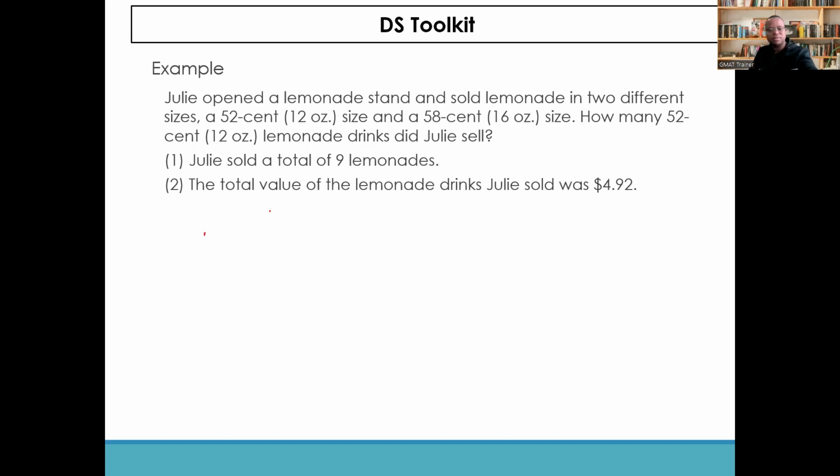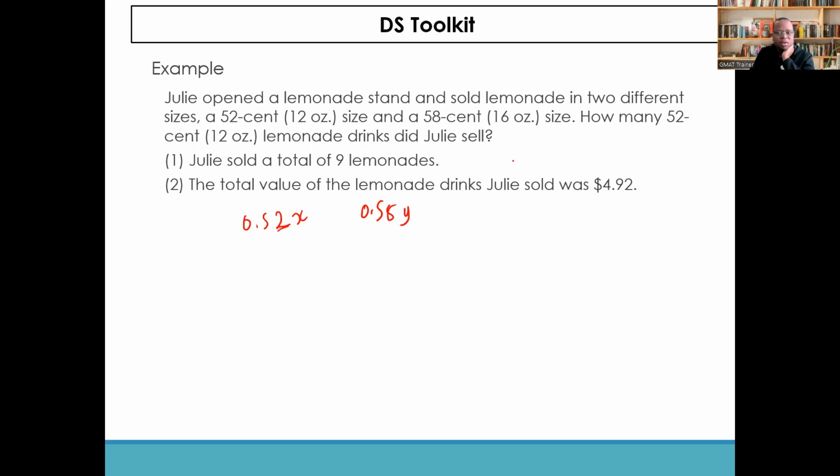We do know that there are two sizes. Let's call them X and Y, and they both fetch different prices. So they have, let's say, the 12 ounce. Let's call it X. So we have 0.52X. Then also we have 0.588Y.